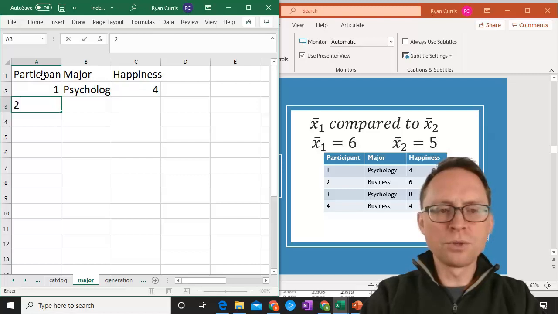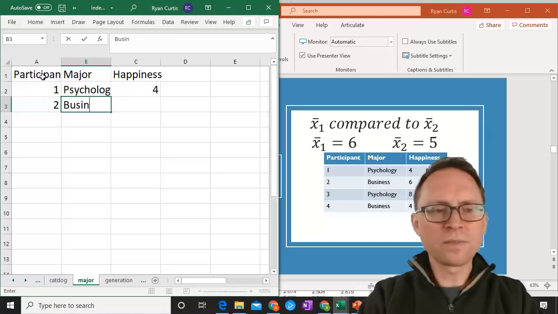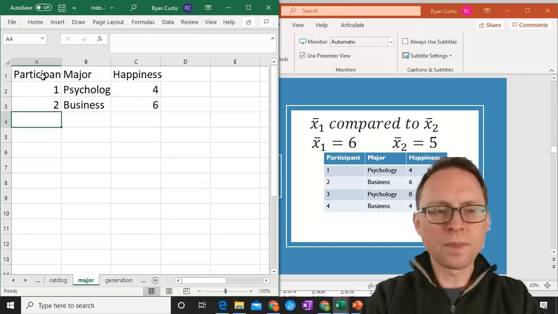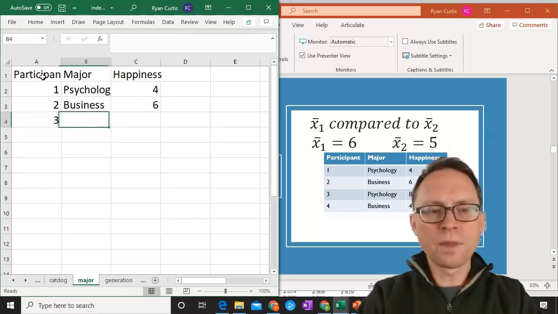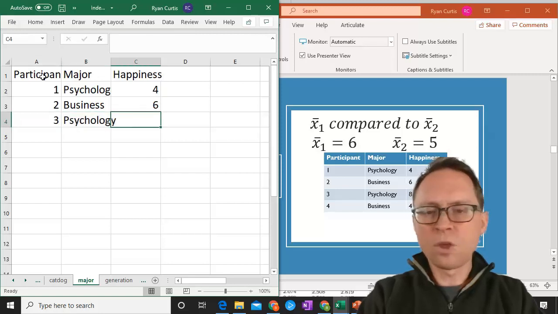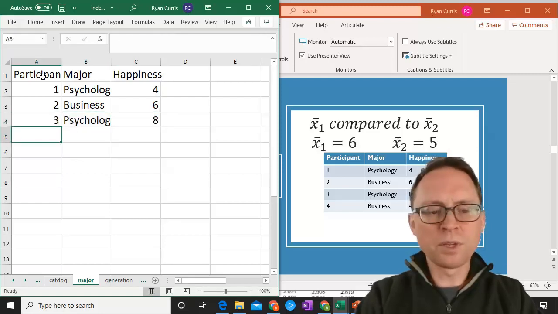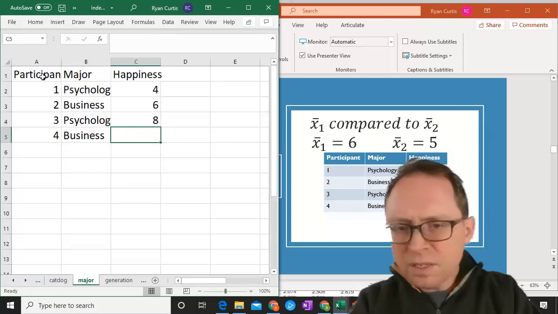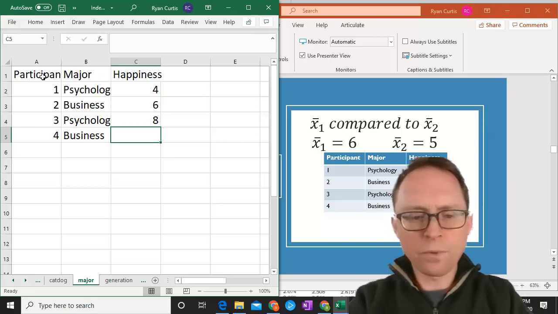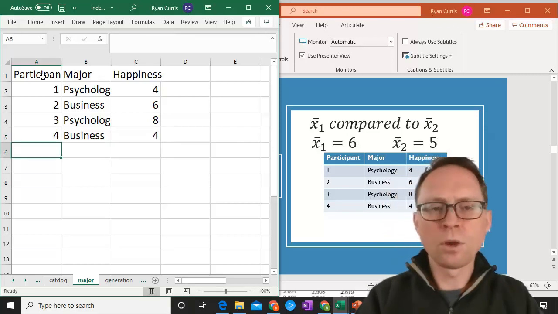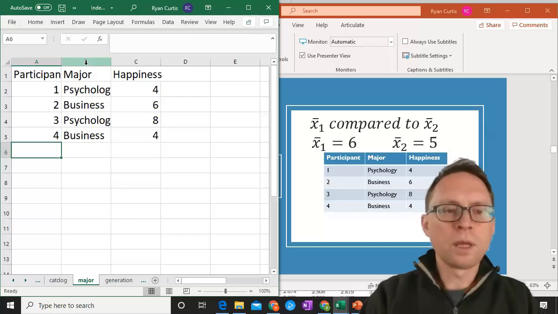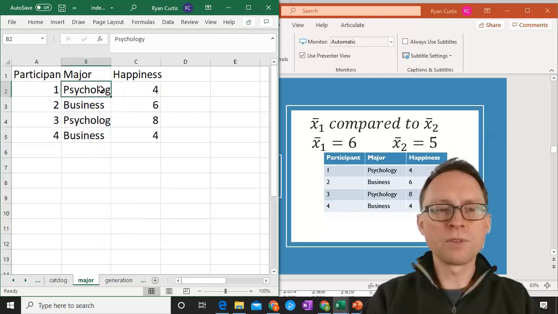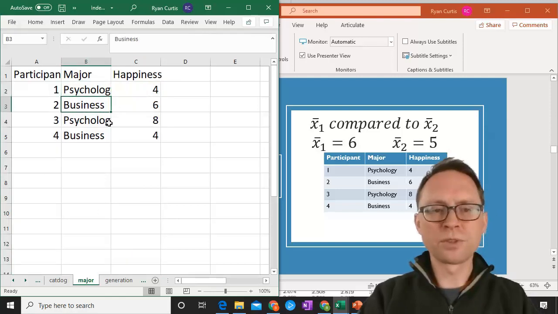Participant number 2 is a business major, and their happiness is 6. Participant number 3 is a psychology major, whose happiness is 8. Participant number 4 is a business major, whose happiness is a 4, right? Yep, 4. Okay. This is the independent variable. This is the dependent variable. There are 2 levels, psychology major and business major. Those are the 2 levels.